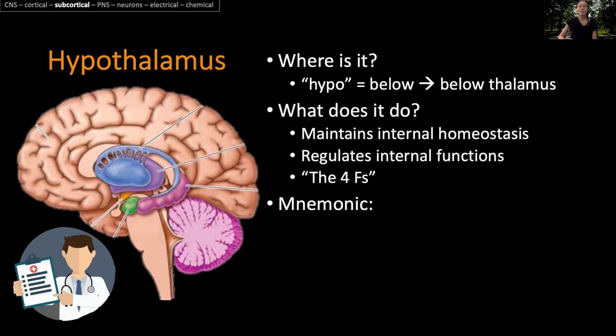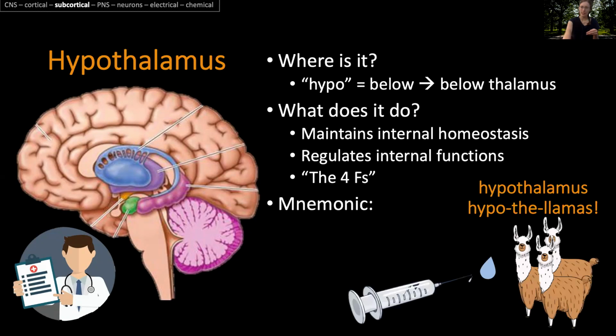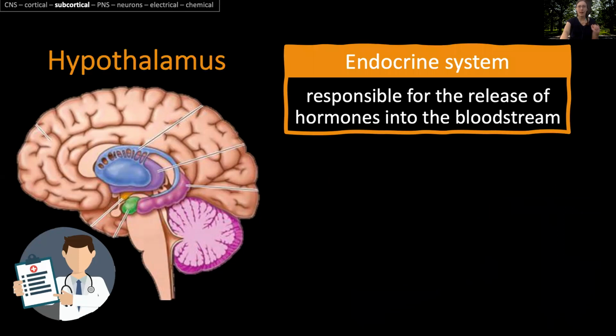It specifically regulates some internal functions, referred to collectively as the 4 Fs. So those include feeding, such as hunger and thirst, like we just saw with our llama friends. It includes fleeing, so running away from your situation if it's a dangerous situation. Fighting or aggression if you need to elevate and escalate a situation. And also fornication, so your sexual behavior as well. And the mnemonic to help you remember this is hypo the llamas in order to maintain their hunger and their thirst. Now, one more thing about the hypothalamus.